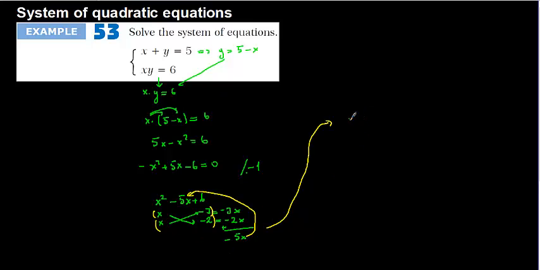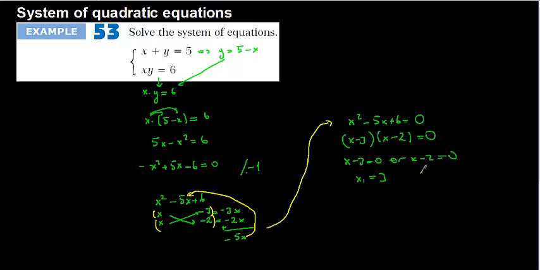x squared minus 5x plus 6, if it's equal to 0, it means that x minus 3 times, this is the first root, and the second one, x minus 2 is going to be equal to 0. x minus 3 is equal to 0, or x minus 2 is equal to 0. x1 is equal to 3, and x2 is equal to 2. Here we need to find also y, if you remember, 5 minus x it was, so y1 is equal to 5 minus 3, which is equal to 2.